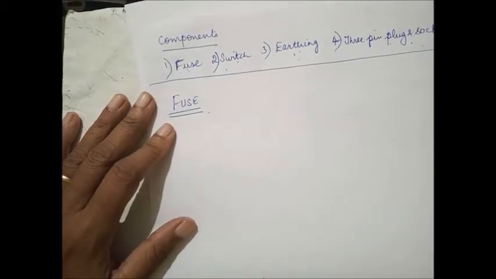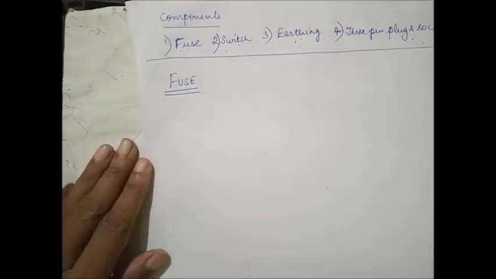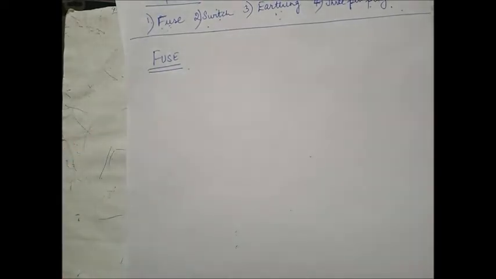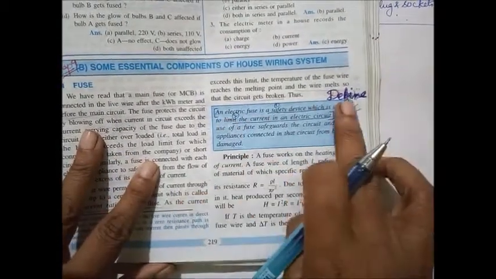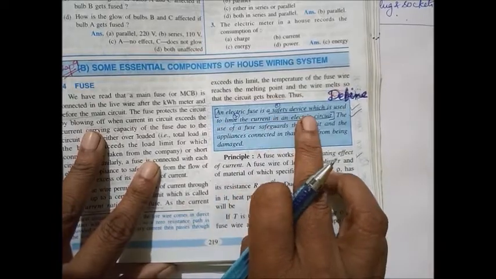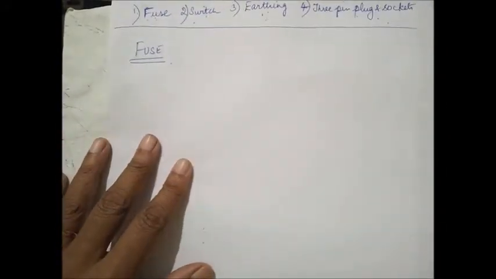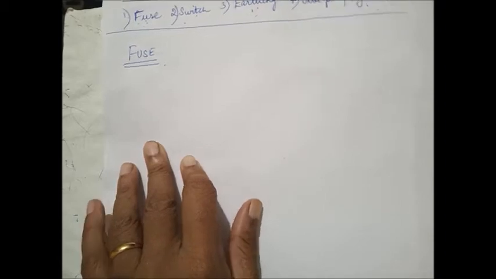So you all have heard about fuse. Yeah, at least the term that I said, I'm sure you would have heard. So the definition of fuse says it is a safety device. Okay, so this is the definition. An electric fuse is a safety device which is used to limit the current in an electric circuit. It is used to limit the current in an electric circuit. Now, before going into that, I need to teach you some basics.